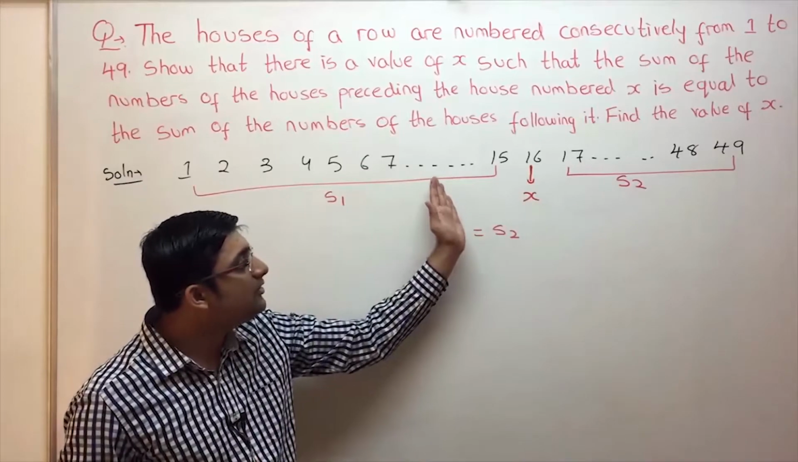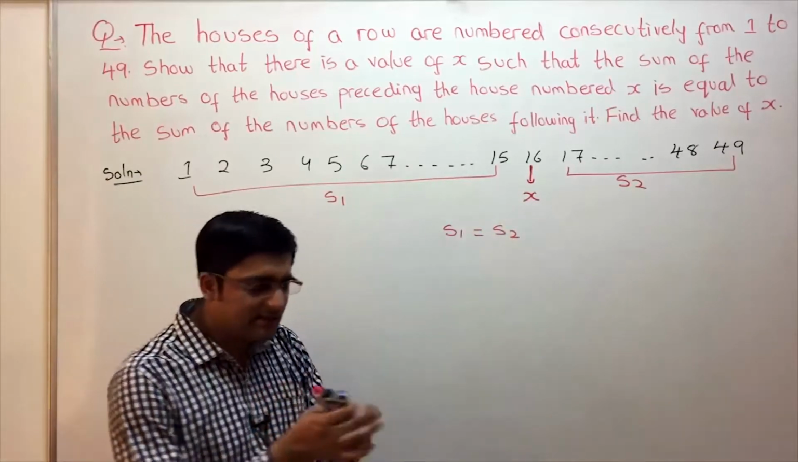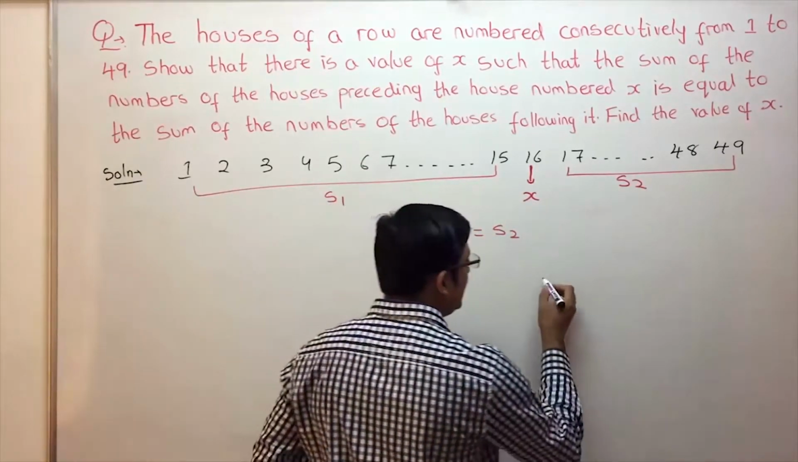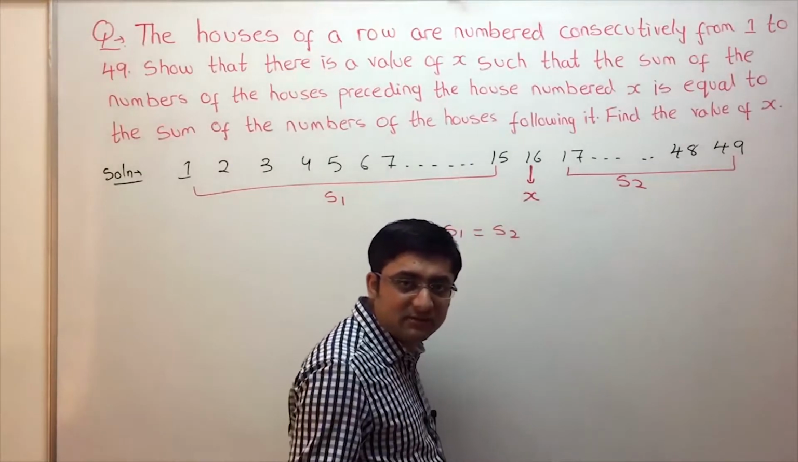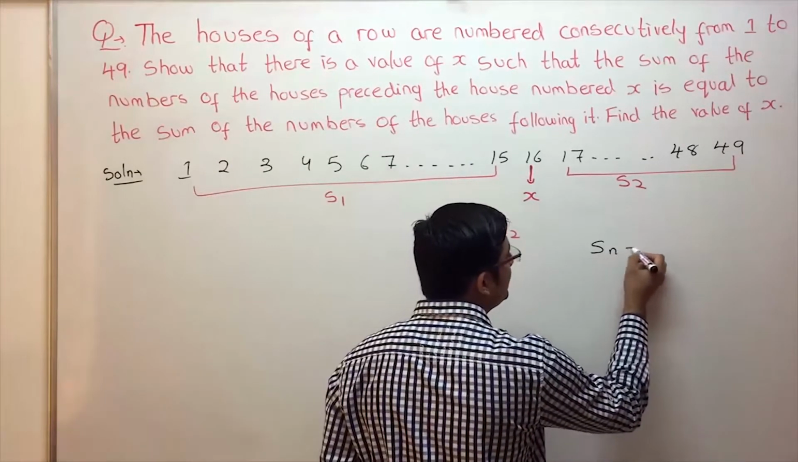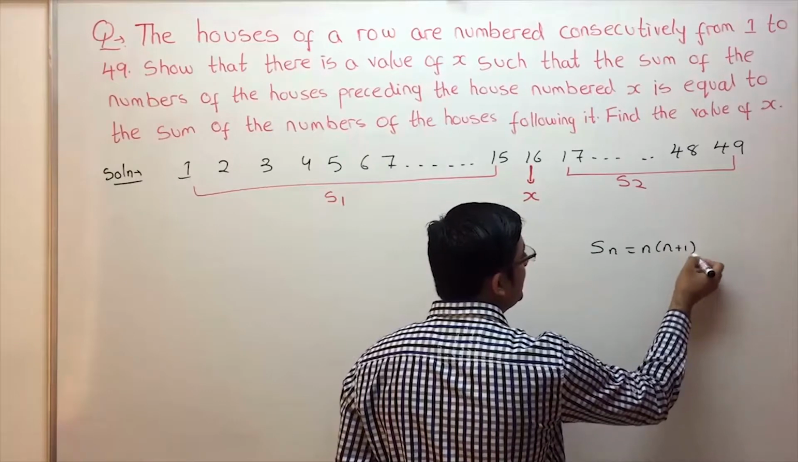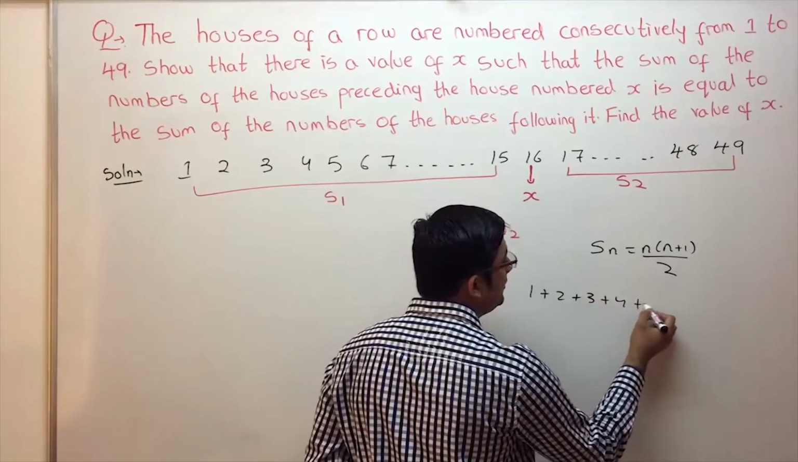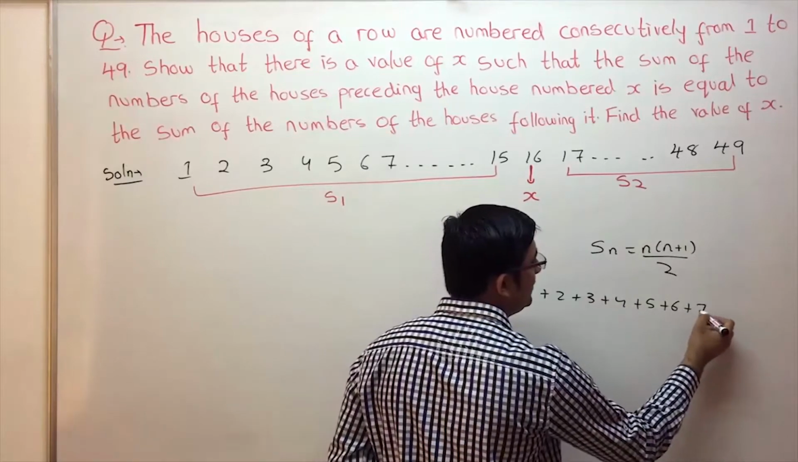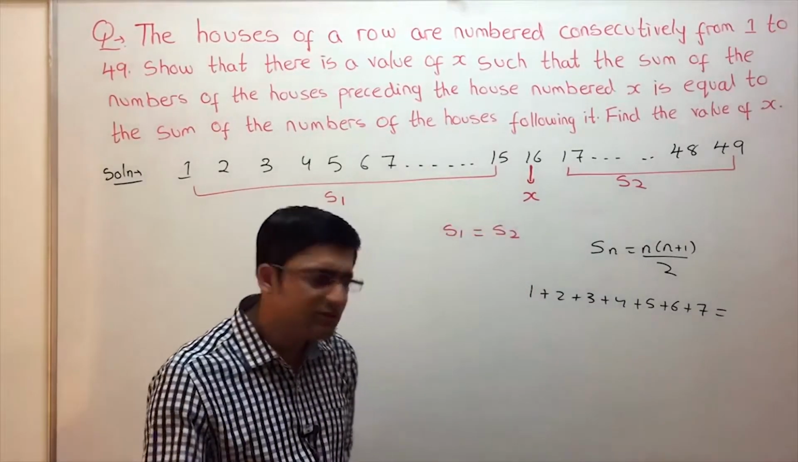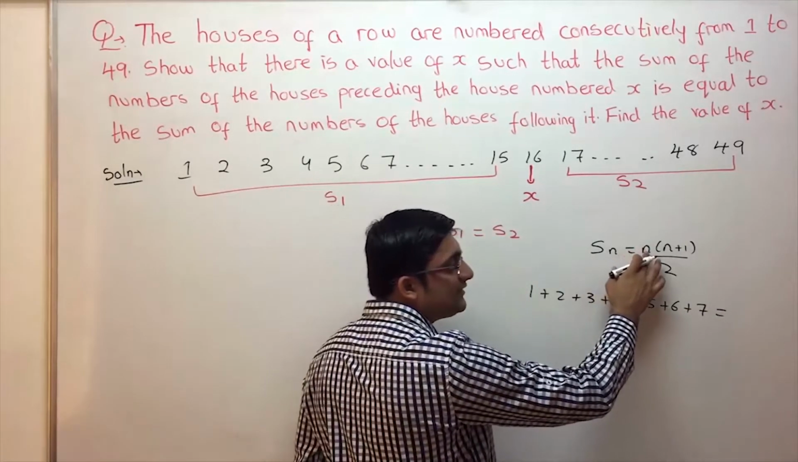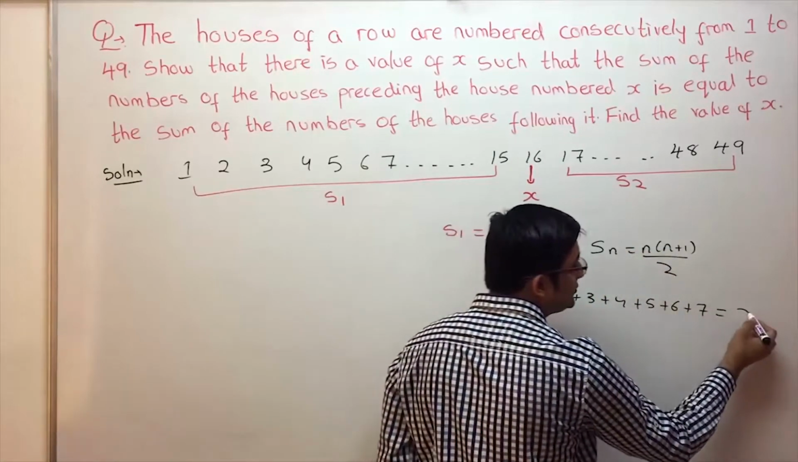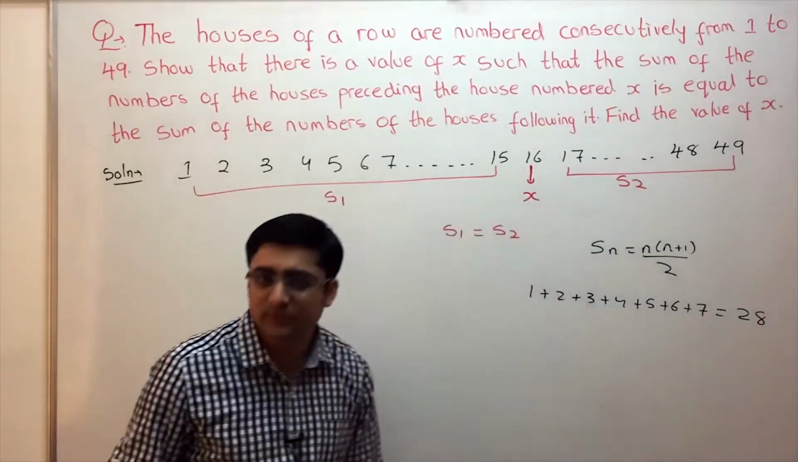Now the question is, how do we find S1, S2 and all? For that, let's understand a very simple concept. Remember, we have studied the sum of the first n natural numbers. The sum of the first n natural numbers is n into n plus 1 by 2. So if I ask you 1 plus 2 plus 3 plus 4 plus 5 plus 6 plus 7, this is the sum of the first 7 natural numbers. You'll put n as 7: 7 into 8 by 2, that is 28. We'll easily get the answer as 28.